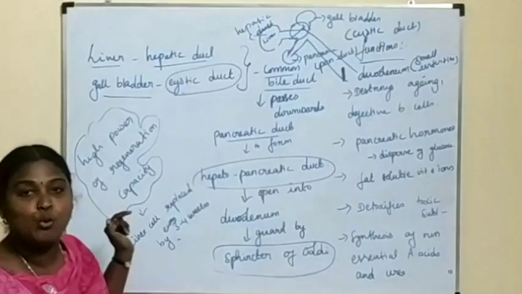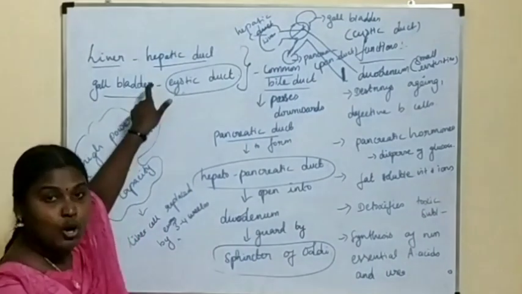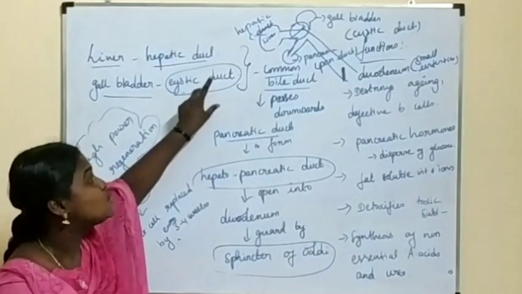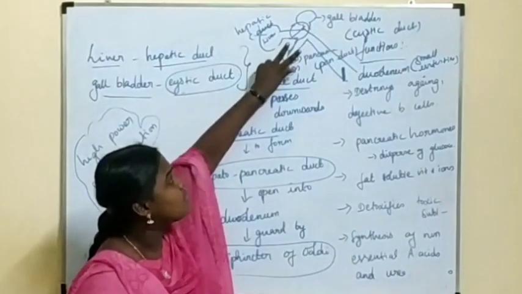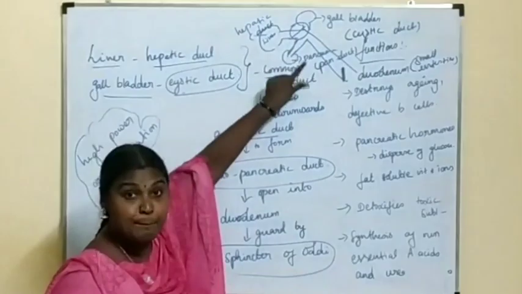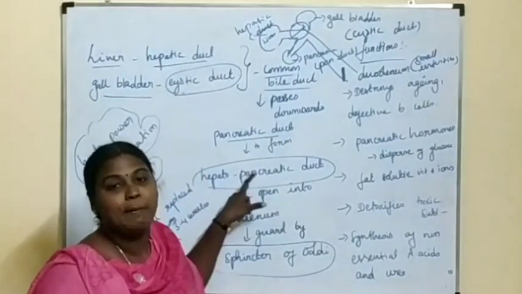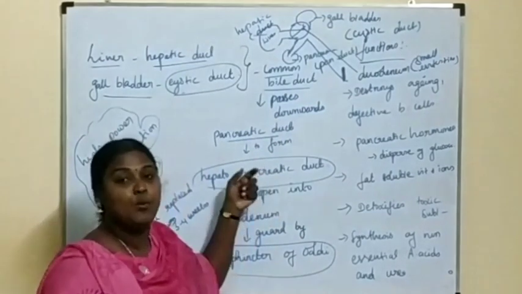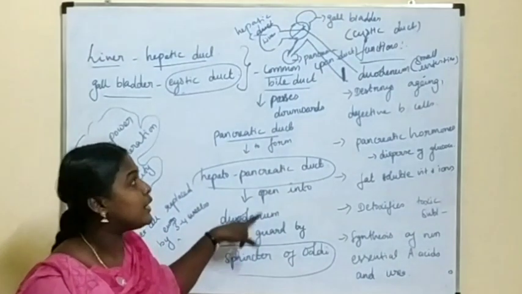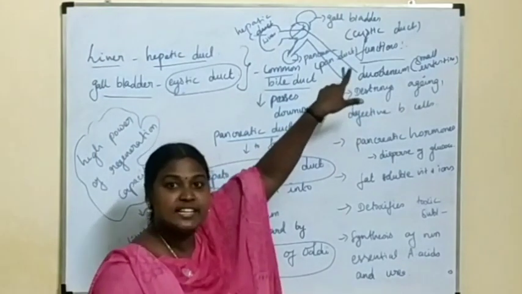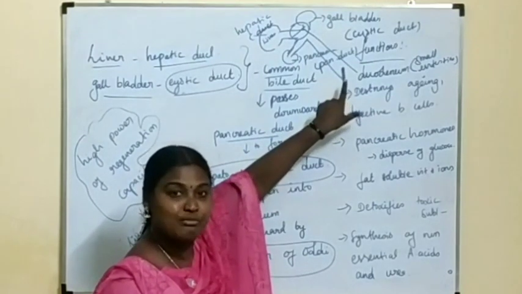So the liver has the hepatic duct. The gallbladder has the cystic duct. These form the common bile duct, which passes down. The pancreas has a pancreatic duct, which attaches to form the hepatopancreatic duct. Next it will open into the duodenum of the small intestine. In this place there is a girdle-like structure, a sphincter. So what is the name of the sphincter? It's called the sphincter of Oddi.